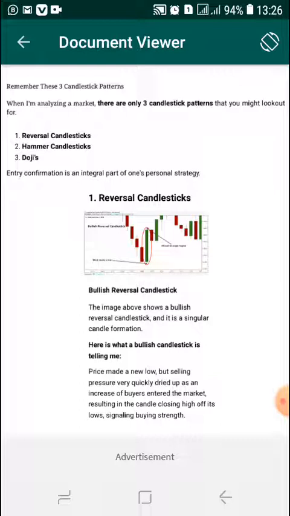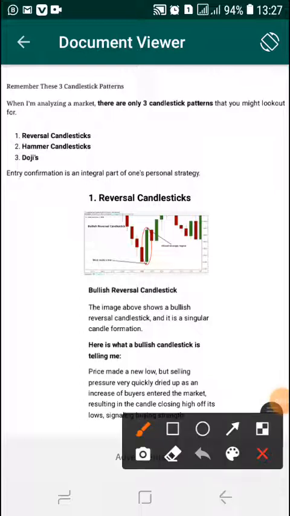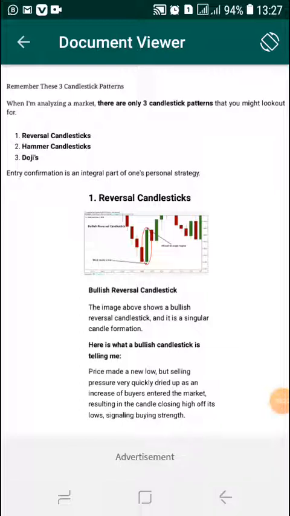So the entry confirmation is an integral part of one's personal strategy. What do I mean by integral? I simply mean that when you have your own strategy, you tend to have your own systems of where you enter or where you exit, and your own system of what type of entry method you would prefer.